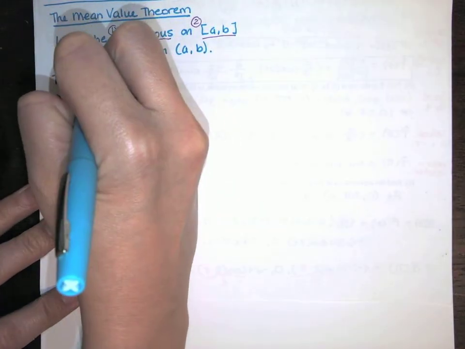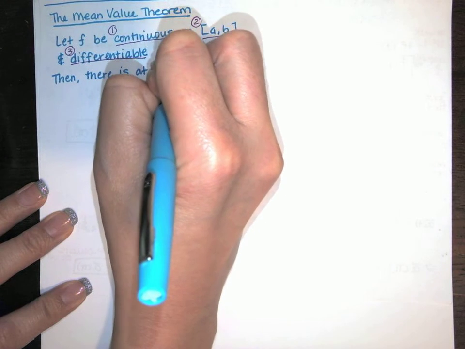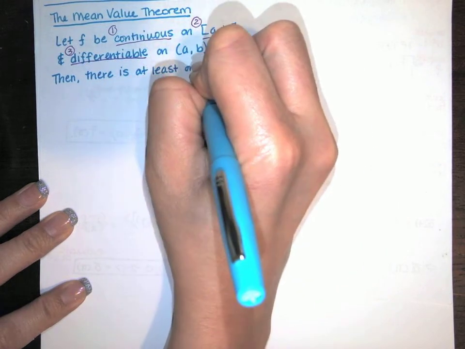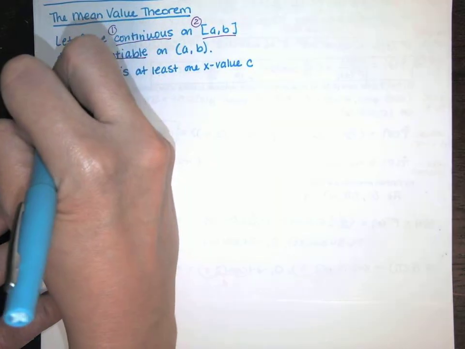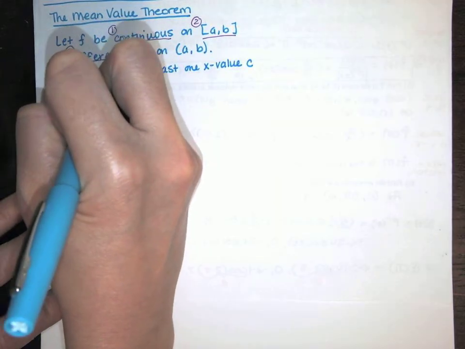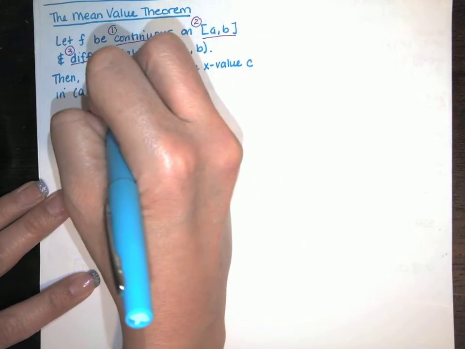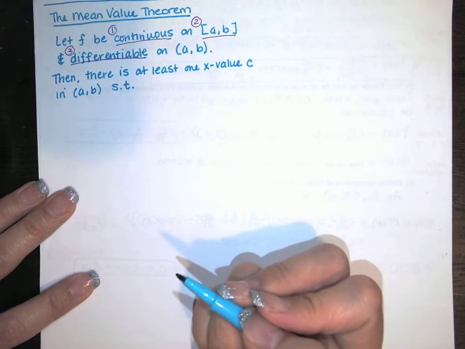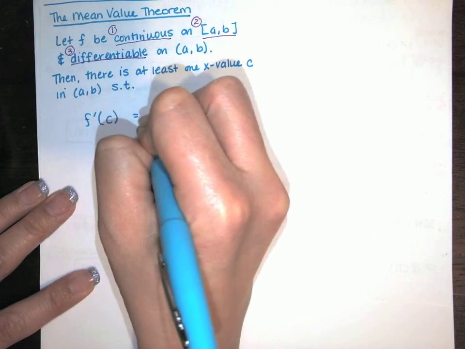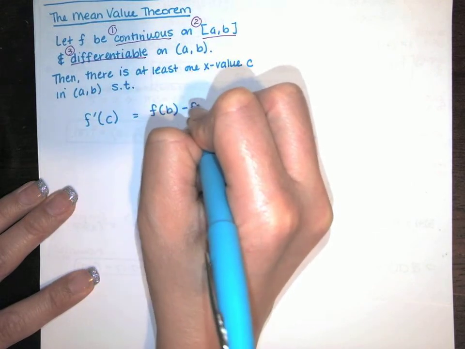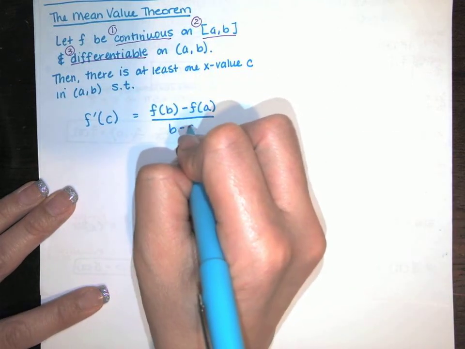then there is at least one x value, which we're going to label c, in the interval from a to b, the open interval, so not including the endpoints, such that the following is true. ST is an abbreviation for such that: f prime of c is equal to f of b minus f of a over b minus a.